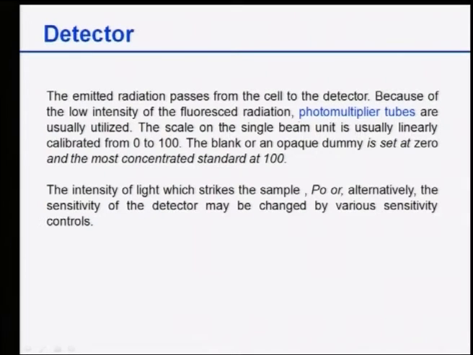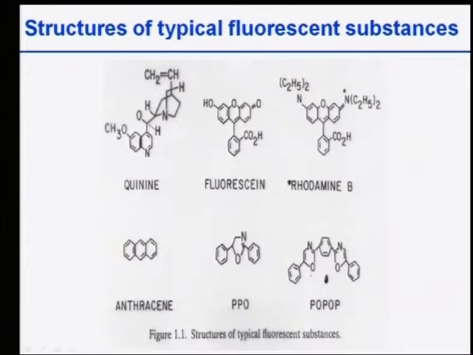The detector is basically nothing but a photomultiplier tube. It can scale up the radiation which is coming out. The intensity of light striking the sample is P0. Alternatively, the sensitivity of the detector can be changed by various sensitivity controls, and photomultiplier tubes are capable of doing that. And the different fluorescent substances, as I said, are quinine, anthracene, rhodamine, and PPO or POPOP. This is taken from the book by Thomson.